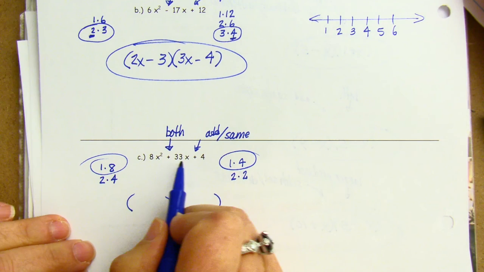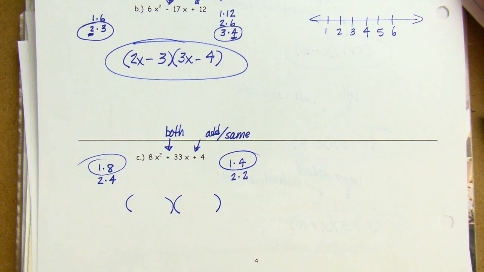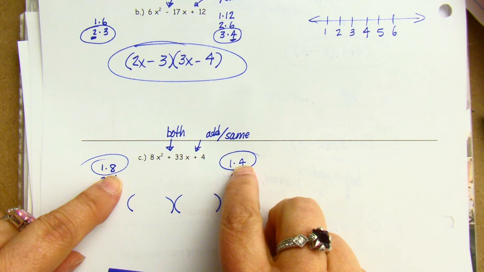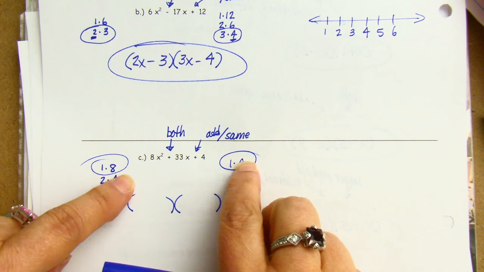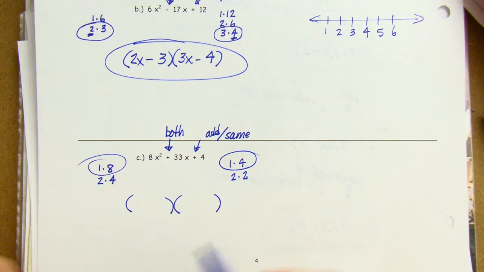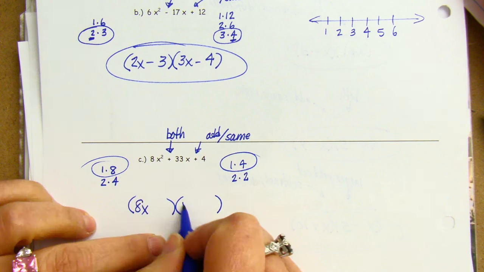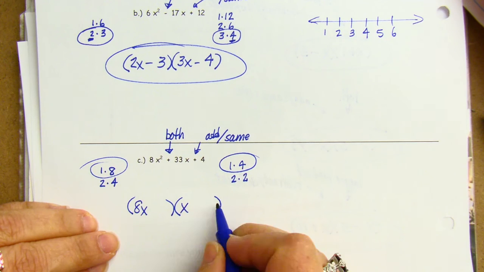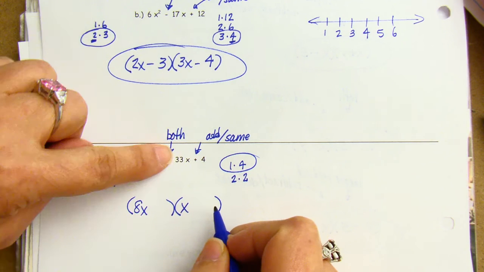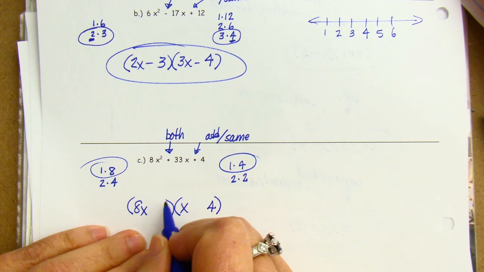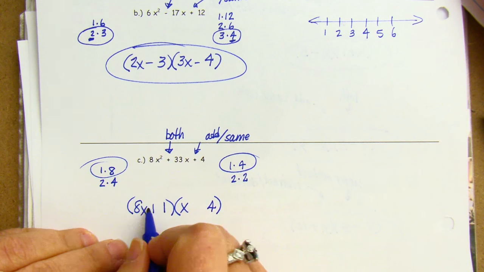Well, remember, my magic number is 33. I can see it right now. 8 times 4 is 32. 1 times 1 is 1. 32 plus 1 is 33. So I know without a shadow of a doubt it's 8x and 1x. The 8 had to be multiplied with the 4 to make it big, to make it be that 33. And the 1 goes here. Signs are the same, they're both plus.